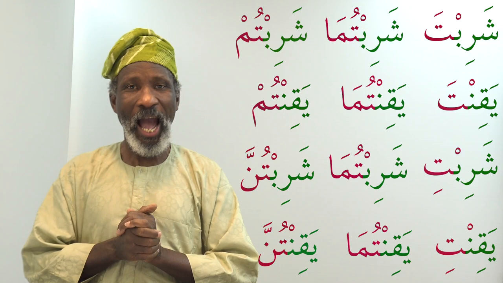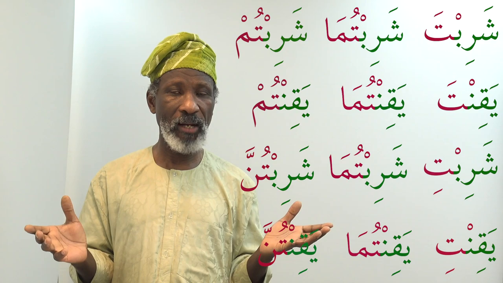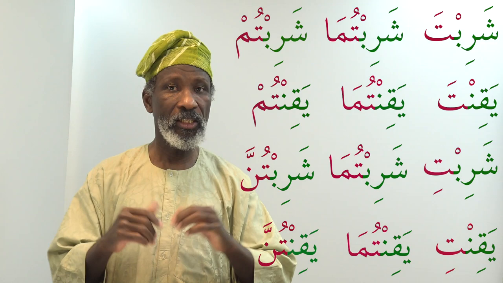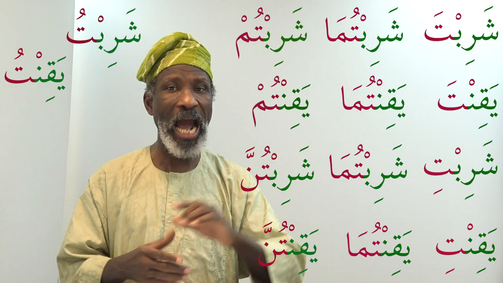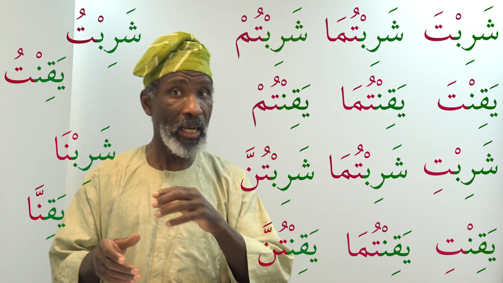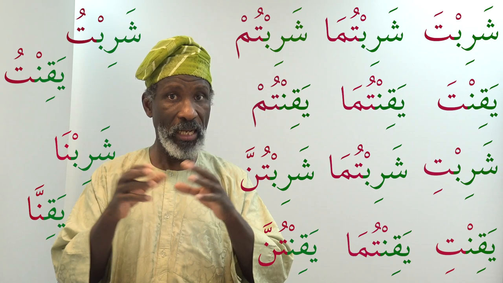Here we go. Okay. Now this is the first person, I mean the speaker. The speaker, no gender. So male and female say the same thing. So when you want to say I did whatever, put sukun on the third root, and then add tu. So sharibtu, yaqintu. Male, female, the same. Okay. What about we? We, two of us or millions of us, is the same. Again, sukun on the third root letter, and then put na as long: noon, fatha, and then lengthen alif. So sharibna, yaqinna. It's the same for group of men and group of women as well.